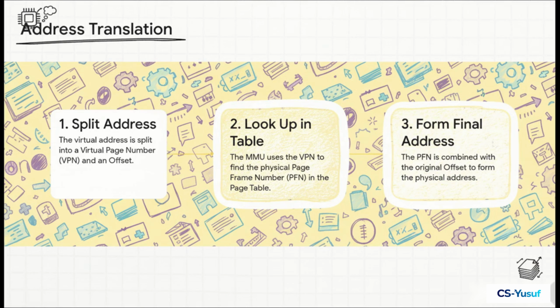Let's walk through it. The CPU says, I need the data at this virtual address. The MMU grabs that address and splits it into two parts. A virtual page number, which is like the chapter of a book, and an offset, which is like the line number on the page. The MMU uses that virtual page number to look up the answer in the page table. The table says, that page is in physical frame number 73. The MMU grabs that number, tacks on the original offset, and boom, it has the exact physical address in RAM.